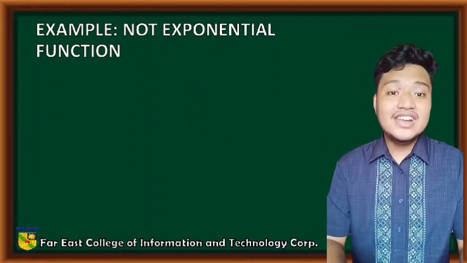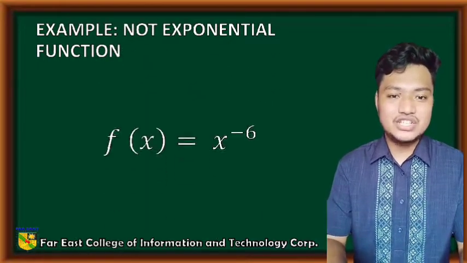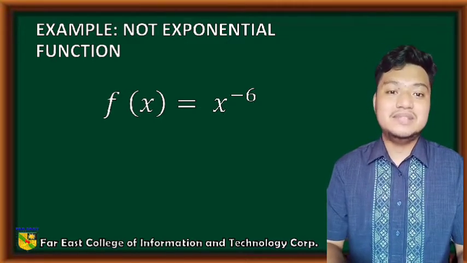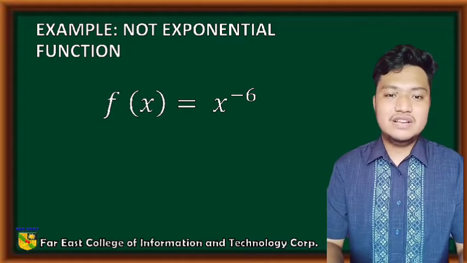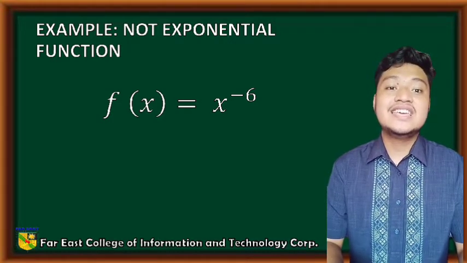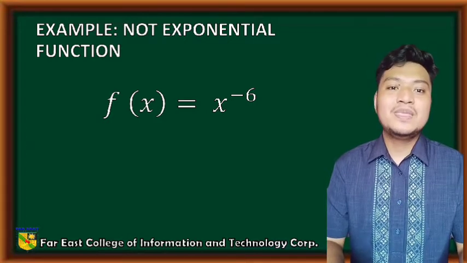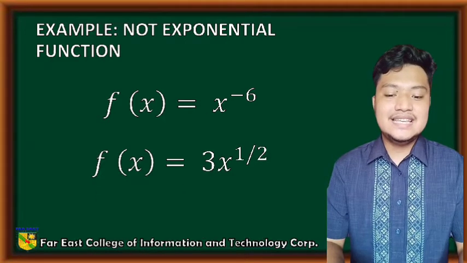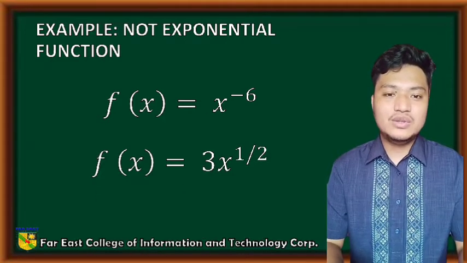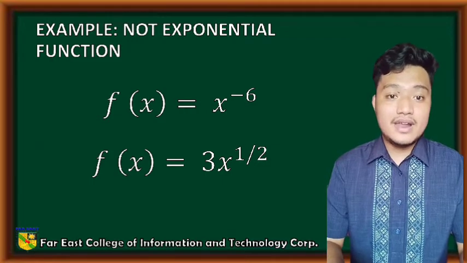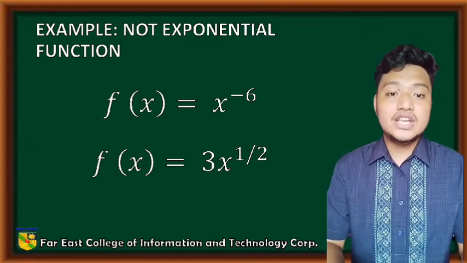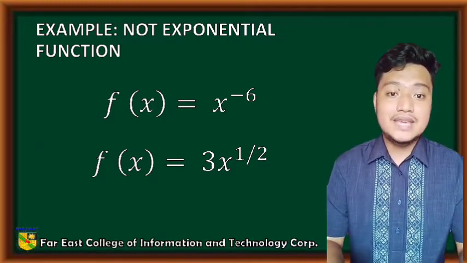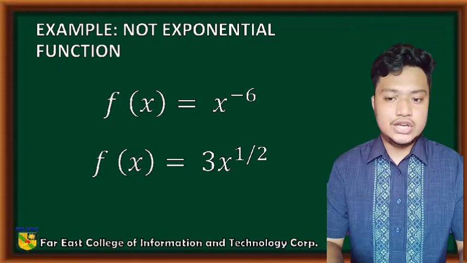So here are the examples that are not exponential functions. f of x is equal to x to the negative 6. In the exponential function, the power is not a negative integer. And lastly, f of x is equal to 3x to the 1/2. In the exponential function, the power or exponent cannot be a fraction.